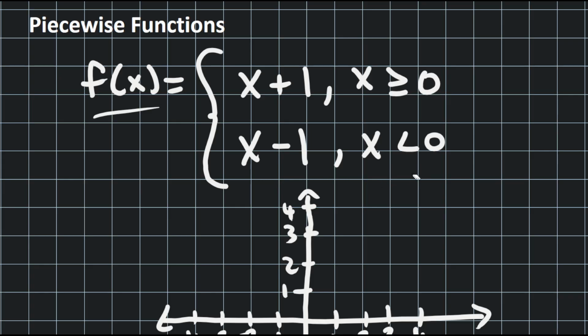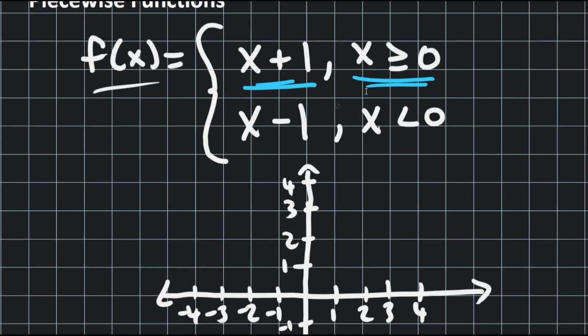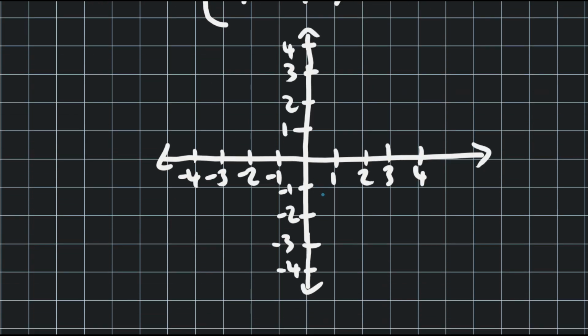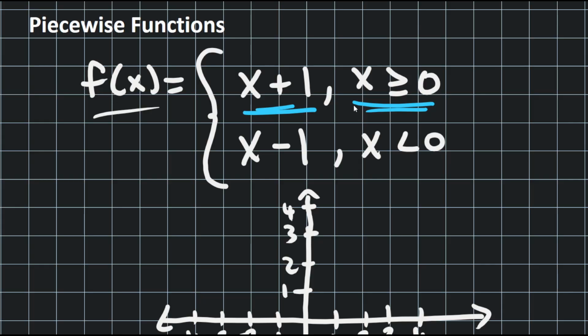So what we're going to do is graph the first part first, x plus 1. But we're only going to graph it on a certain portion of this graph. We will only graph x plus 1 where x is greater than or equal to 0. So where is x greater than or equal to 0? Well, it's this side of the x-axis, including 0. So from where x equals 0 and all the way to the right to infinity, that is where we'll graph the first formula, x plus 1. So f of x equals x plus 1.